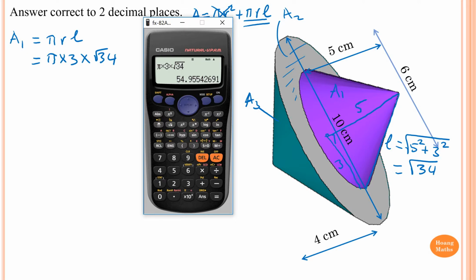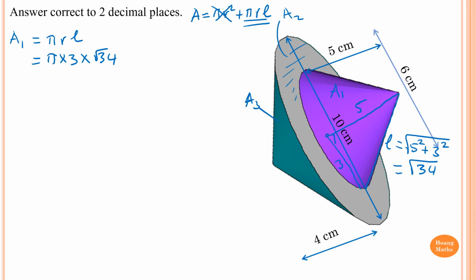Now, because I'm going to use that later, I just go answer, shift, store A. So this goes into memory A now. So the answer is 54.955. I'll write 3 decimal places first. So A1 equals 54.955.